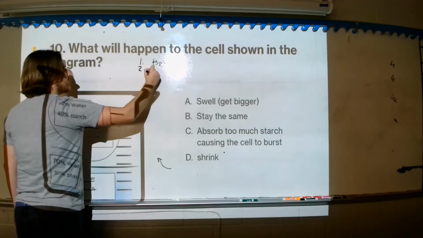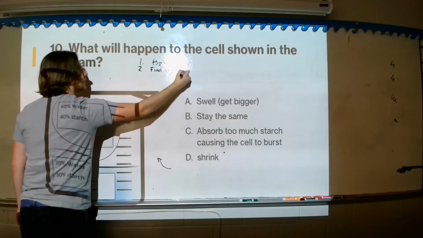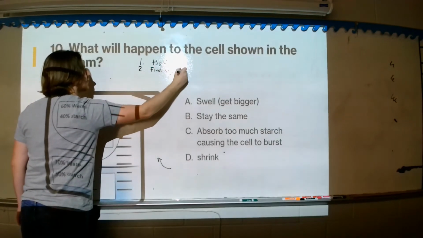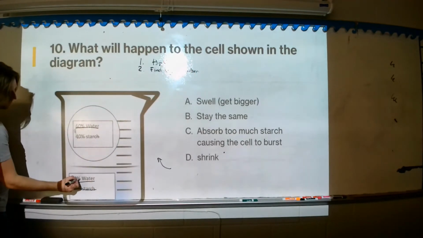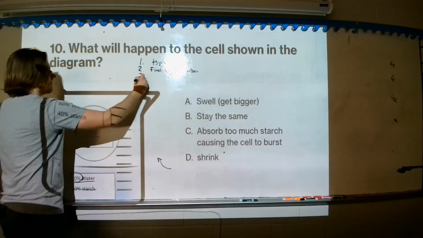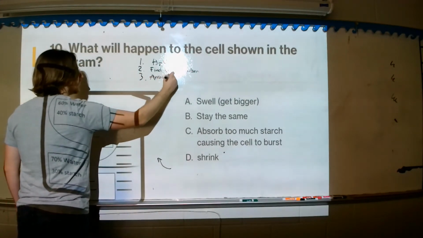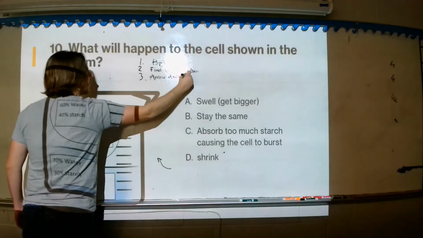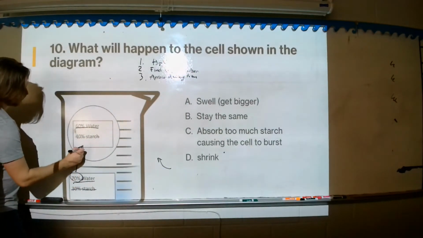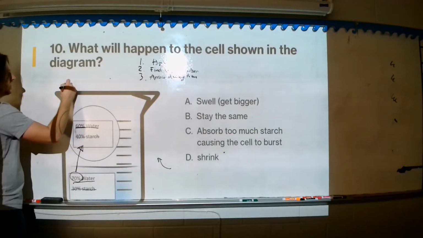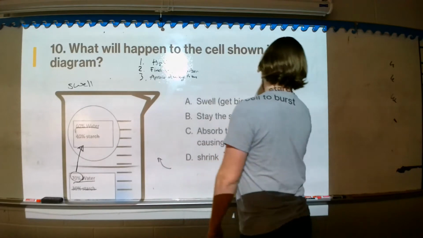Second, I can find my bigger number. So find my big number, 60, 70. 70 is bigger. And third, arrow away from the big number. So I'm going to draw my arrow this time into the cell. Because it's going into the cell, it's going to swell. So I can go over here. A says swell, that's what I'm looking for.